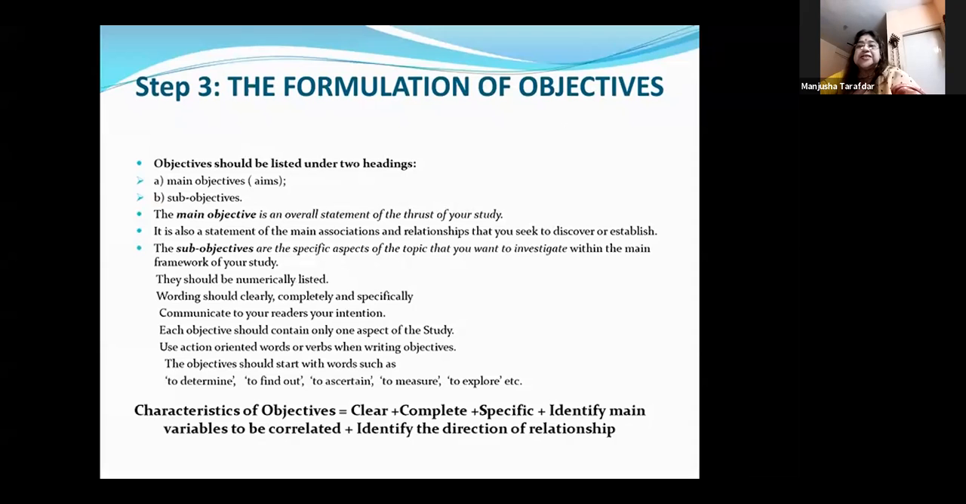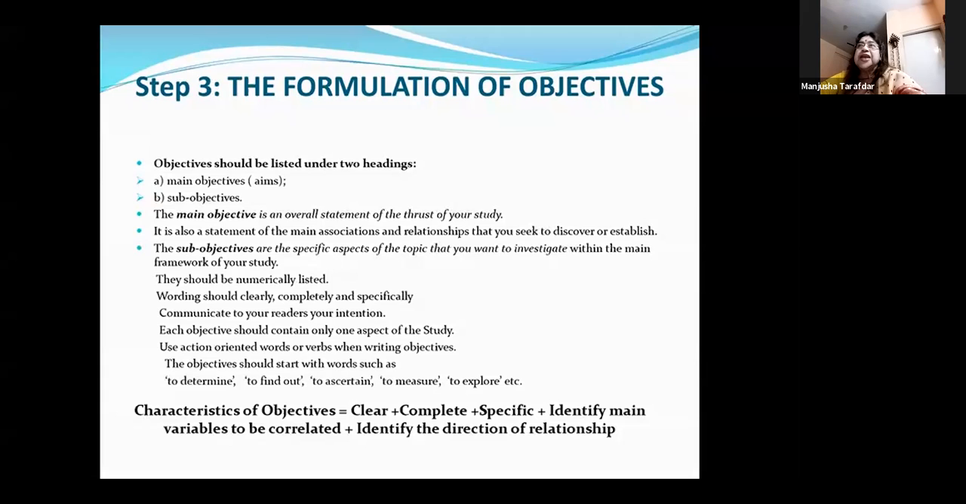Objectives should be listed under two headings: main objectives, that is aims, then sub-objectives. The main objective is an overall statement of the thrust of your study. It is also a statement of the main association and relationship that you seek to discover or establish. And the sub-objectives are the specific aspects of the topic that you want to investigate within the main framework of your study.